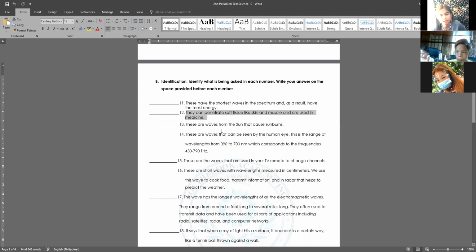They can penetrate soft tissue like skin and muscle and are used in medicine. X-rays. Yes, correct. X-ray. Number 13, you have Nino.